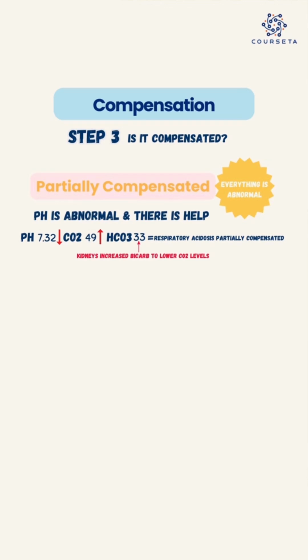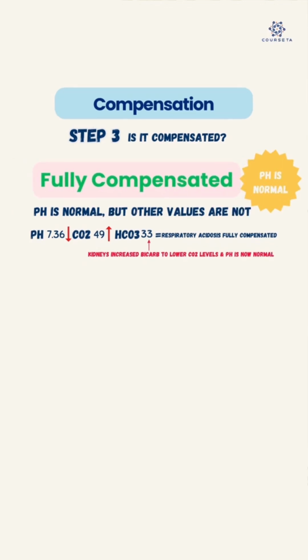Partially compensated, the pH is abnormal, but so is everybody else. So if all 3 of your values, the pH, the CO2, and the HCO3, are out of range, then it is partially compensated. So remember, partially compensated, everything is abnormal. Okay, moving on to fully compensated.